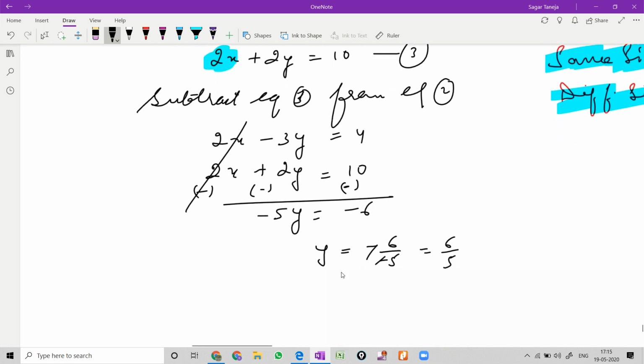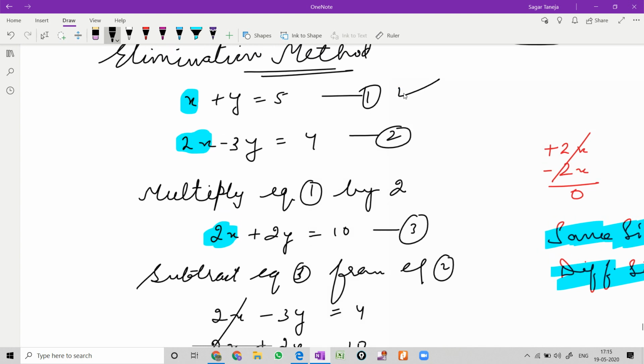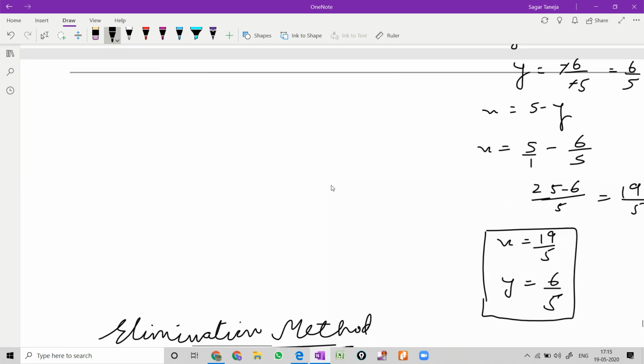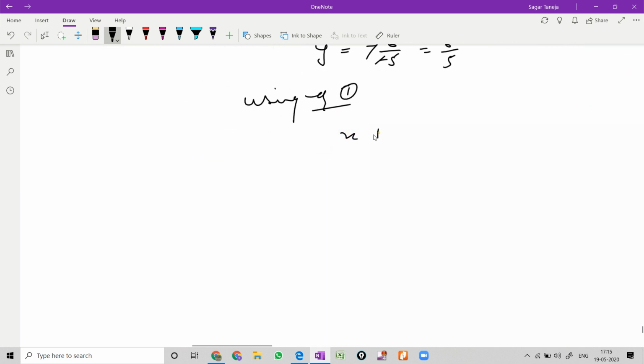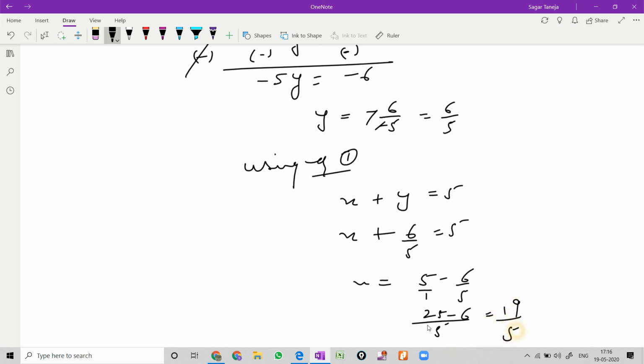Now we can find the value of x also, by putting the value of y in any of the equations. I find equation 1 very easy, so I'm using equation 1, that is x plus y is equal to 5. Put the value of y in this. x plus 6 by 5 is equal to 5, and x will be equal to 5 minus 6 by 5. Take LCM: 25 minus 6, that is 19 by 5. So here the first question is over.